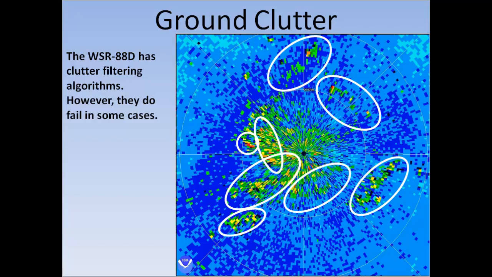For instance, if the radar beam is shooting down an interstate highway and the radar detects movement of the cars back and forth on the highway, the clutter filtering algorithms will actually fail because the radar thinks that it's actually seeing meteorological targets instead of the ground clutter.